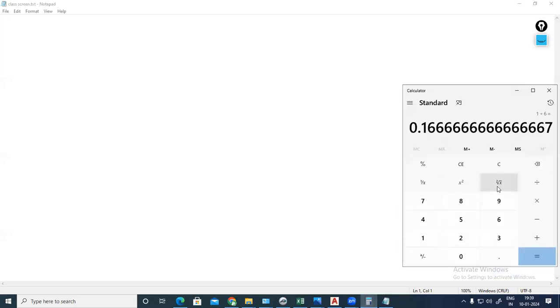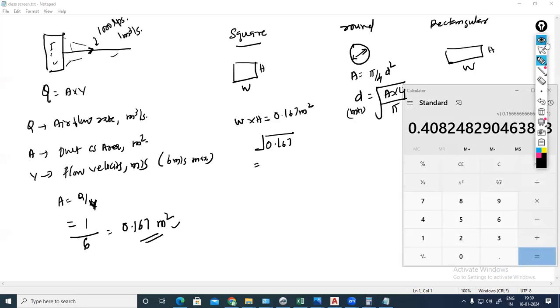Take the square root of this one, 0.408 meter, or another way, that is 408 into 408 millimeter. But this one you can round to the nearest multiple of 50, either you can round to 400 or you can round to 450, because we are only using ducts in multiples of 50.